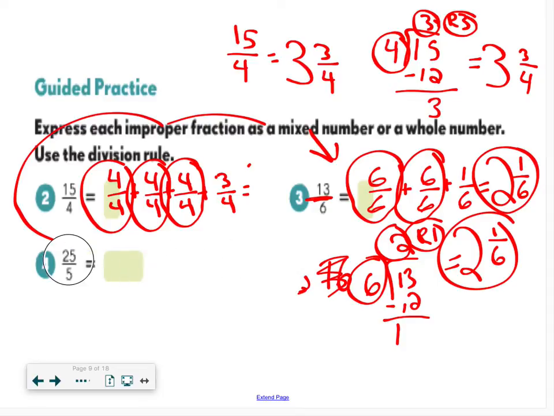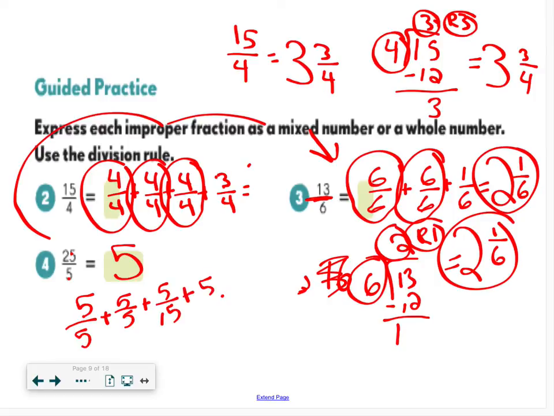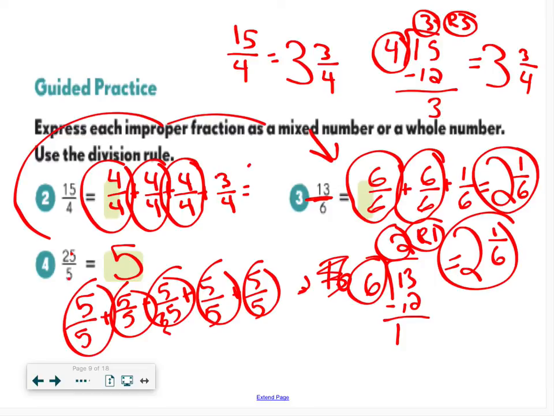Now we're going to do 25/5, okay? Some of you might be thinking, oh, it's 5, which it is because 25 divided by 5 is 5. But if I said you need to prove it, then you would have to show me that you're pulling out 5/5, because if it's cut into fifths, I need 5/5 to make a whole. So there's 1 full pizza, that's 5. Another full pizza, that's 10/5. That's 15/5. That's 20/5. And that's 25/5. So I have 1, 2, 3, 4, 5 whole pizzas in 25/5.